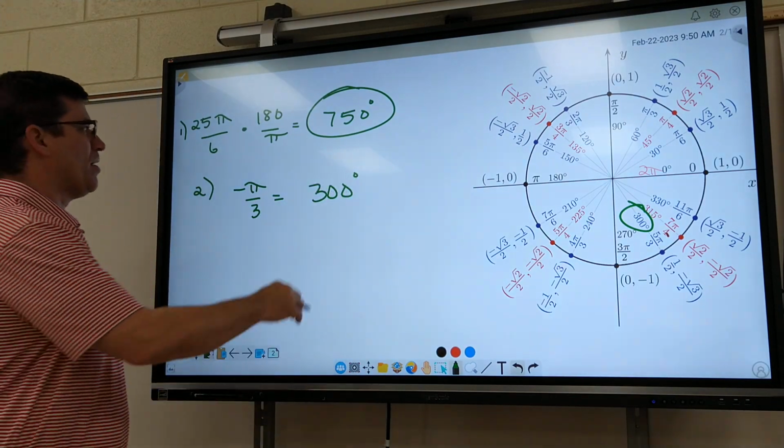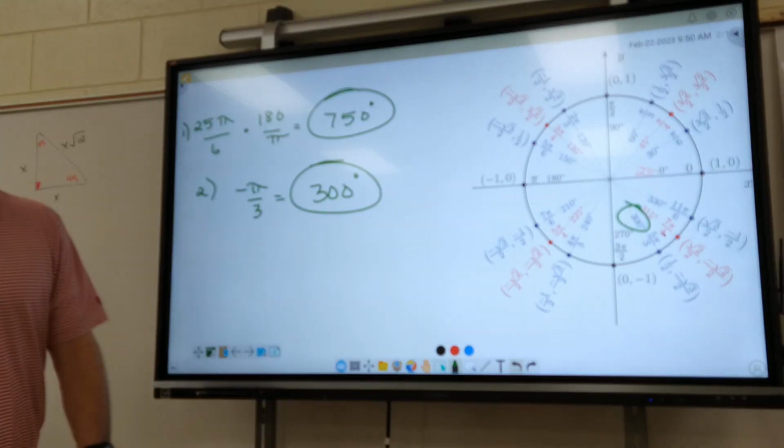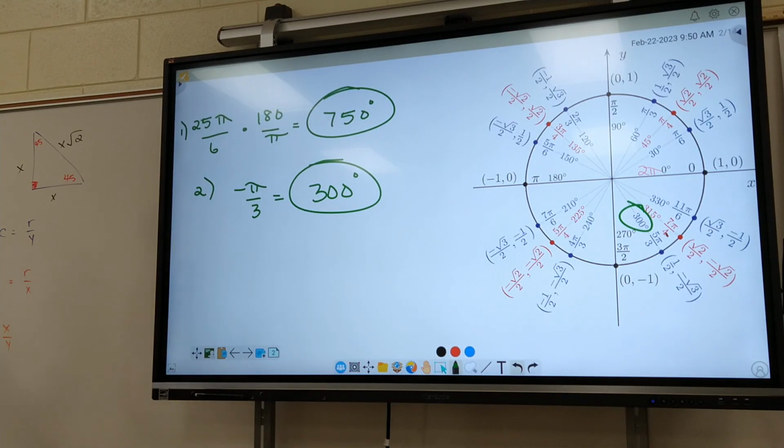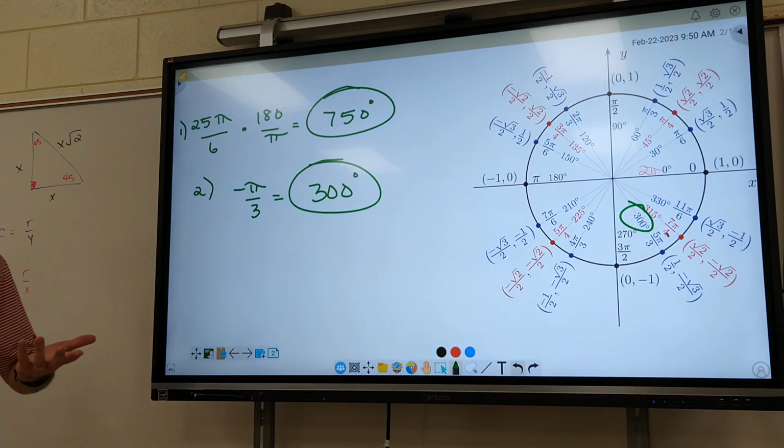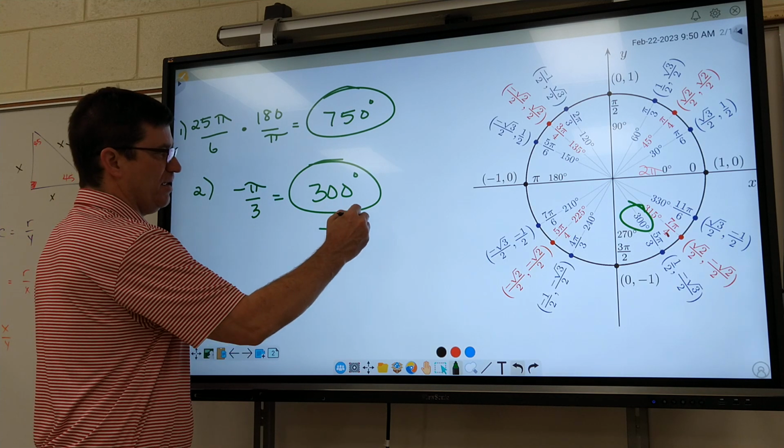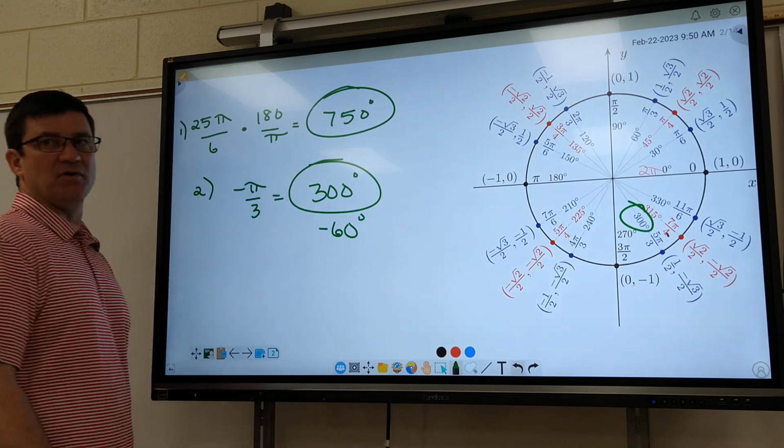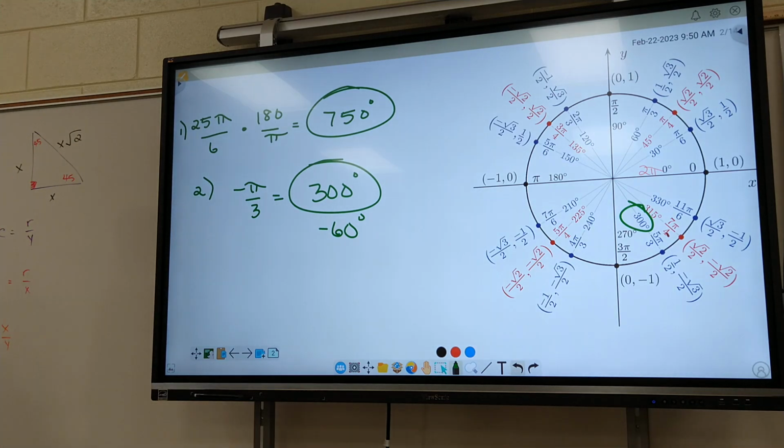All right, what do you get on that one if you, in fact, multiply by 180 over pi? You get what? Negative 60 would be okay too. I would accept either answer. Because if you look at it, negative 60, if you added 360, you would get 300 anyway. So I'll take either one of them. Y'all good? 2, 3. I just like looking them up on the circle.